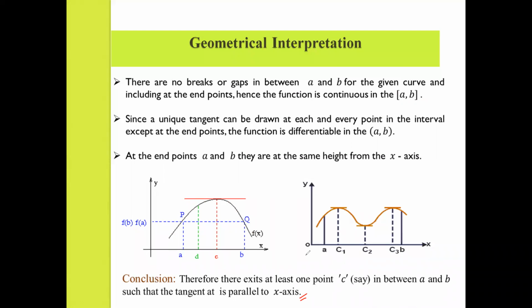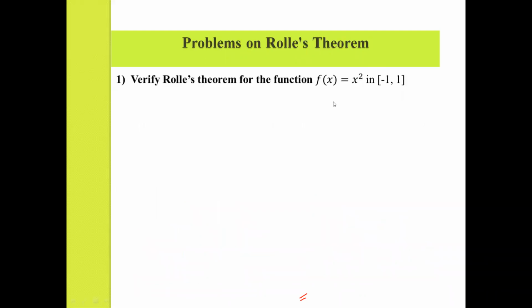Now I'll move on to the problems on Rolle's theorem. How to solve problems on Rolle's theorem? I'll just take one simple example. It is the most commonly solved example in most of the textbooks. So this is the verification problem.